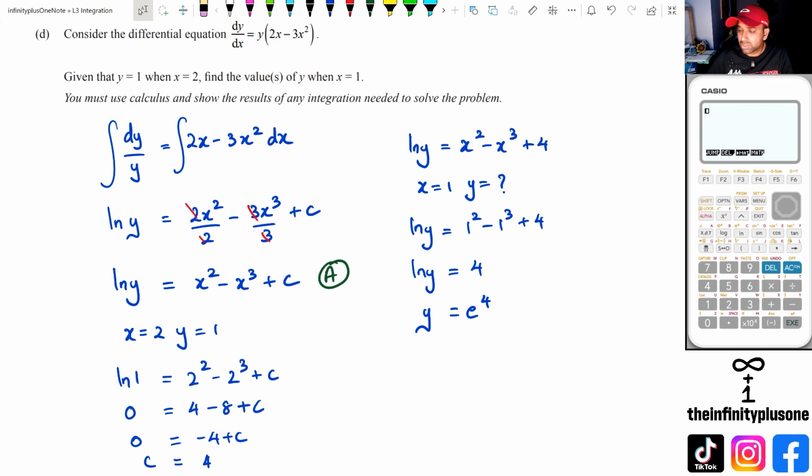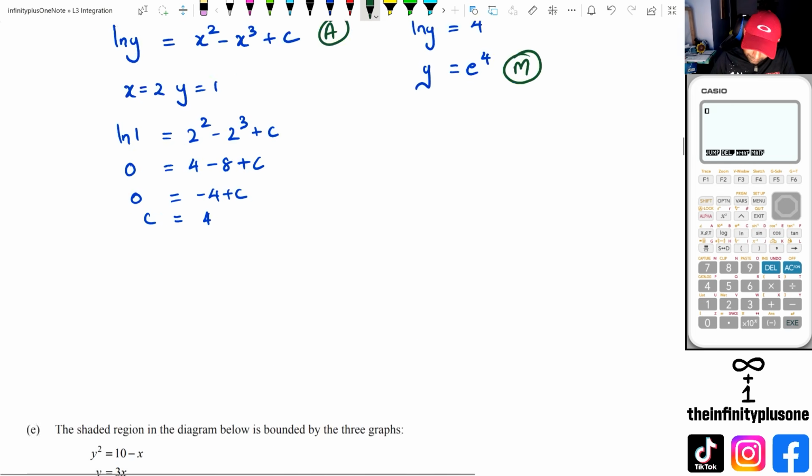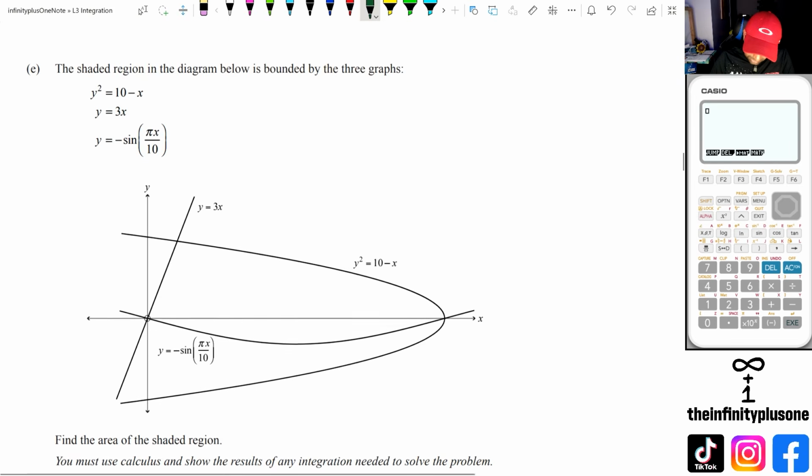Now we don't need to actually solve e to the power of 4. We can actually leave it like that. And when we do, that is pretty much a merit question there. Awesome. All right, let's go to the next question. Whew, that's a beast. All right, folks.